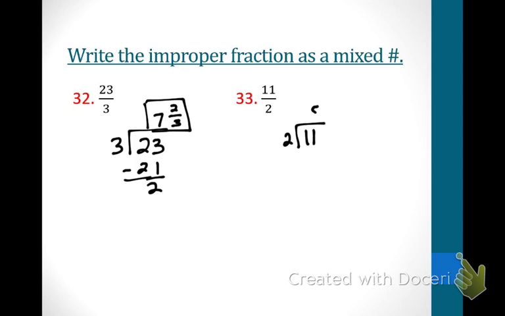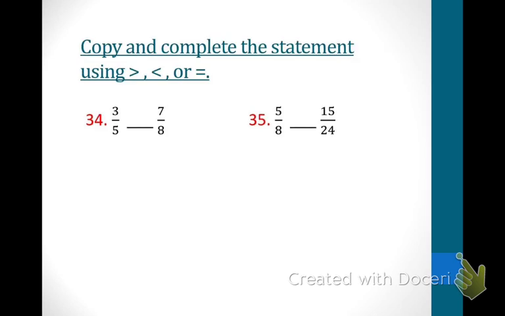What is 11 halves? 5 and 1/2. 5 1/2, okay? Now remember, there's a way to double check that. Just to see that you've got the correct answer, you can multiply 5 times 2 is 10, plus 1 is 11, and so you get 11 halves, which is the same thing that you got over there, okay? Always try to double check your work if you can.